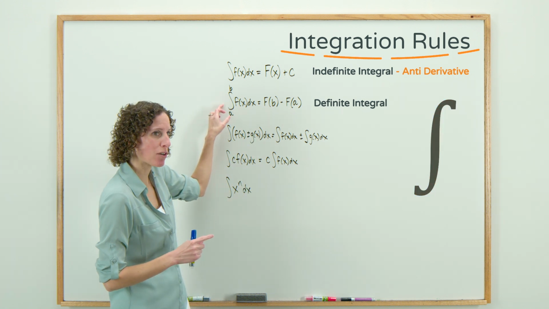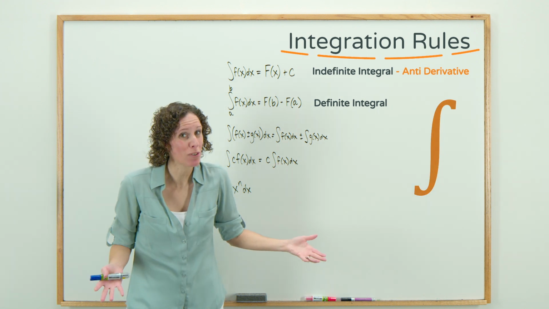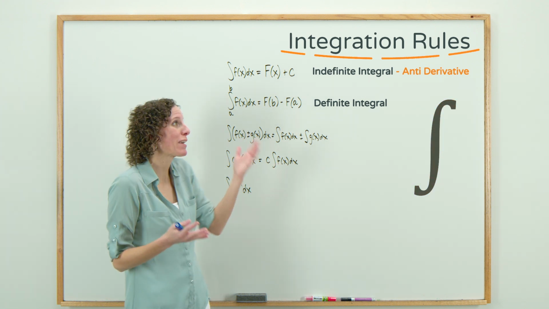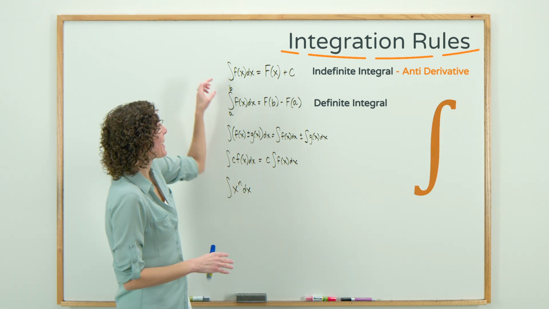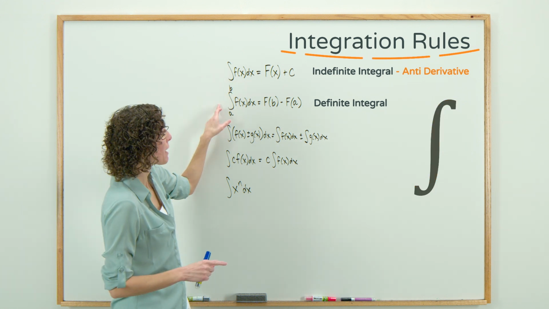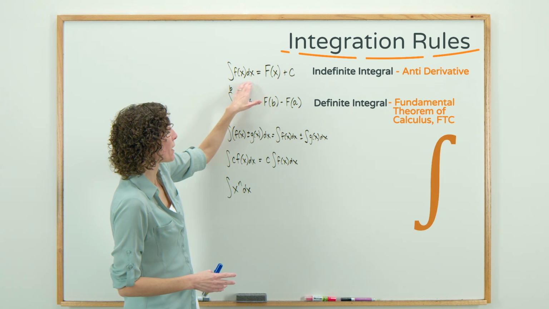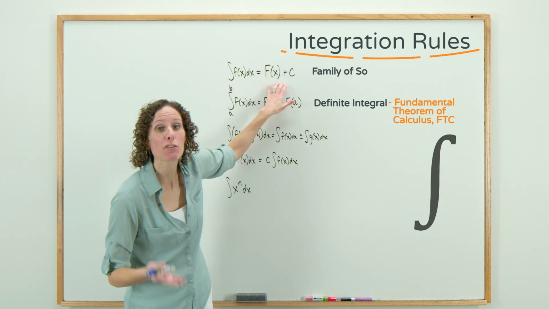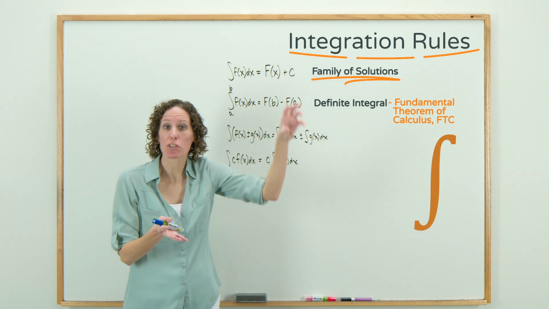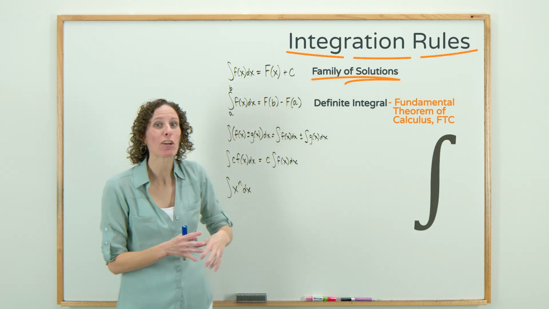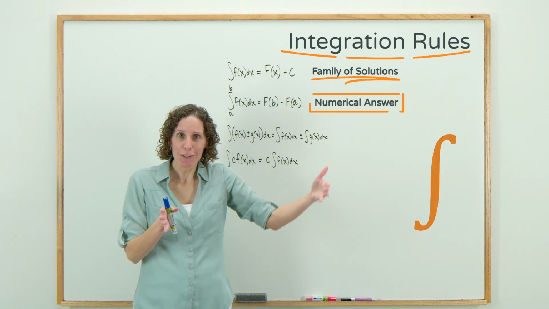A definite integral is an integral, but we use the word integral lovingly for both. So when you hear integration, it's referring to both indefinite and definite, but technically indefinite is the antiderivative, and definite is the fundamental theorem of calculus. For the indefinite integral, you're getting a family of solutions. You're taking a derivative and getting the original function. For a definite integral, you're getting a numerical answer. You're finding the actual area under the curve from a to b.